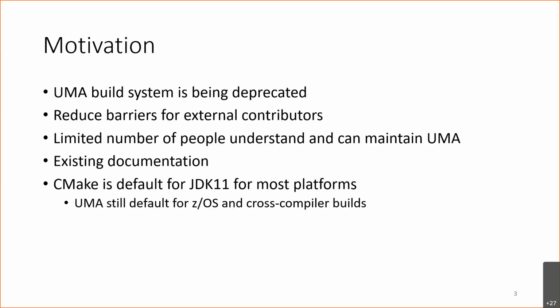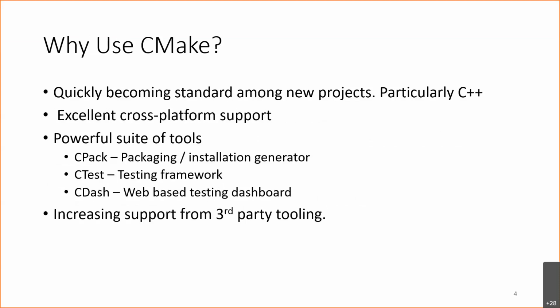And as part of the CMake migration, CMake is the default for JDK 11 on most platforms, the only holdouts being z/OS and cross-compiled builds. So why CMake specifically? There are a number of other build system tools out there, but CMake is quickly becoming the system of choice among new projects, particularly C++ projects. In addition, CMake has excellent cross-platform support. Out of the box, it already supports AIX, and our internal z/OS port is really pretty minor. It's just a tweak of the lexer to handle EBCDIC.